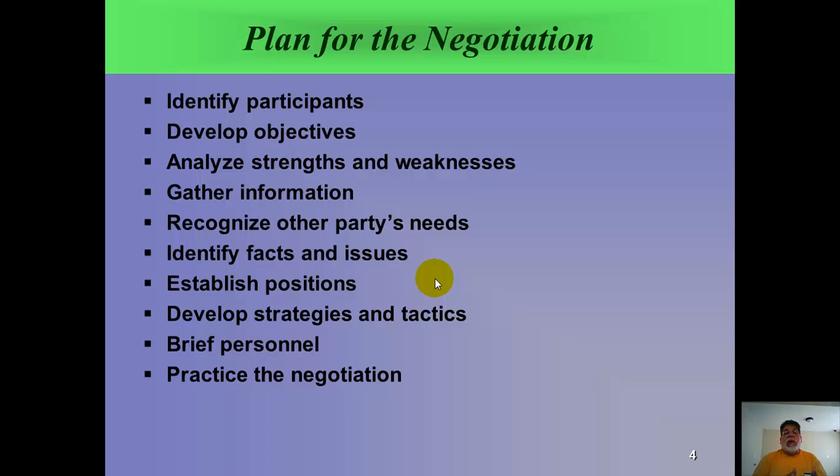Where is it, or what is the top item you want? What's the secondary? What's the third? And so on. You come up with strategies of how you're going to do this. You brief your personnel. You discuss it. You maybe even come up with a little manual of how you're going to conduct your negotiation, and then practice.